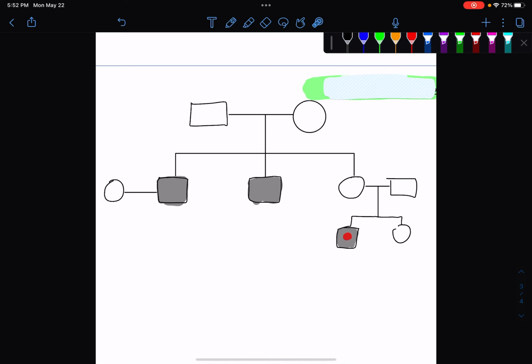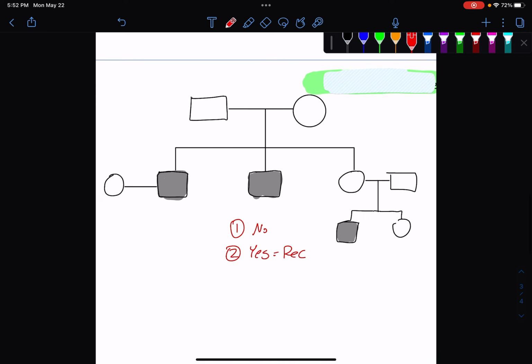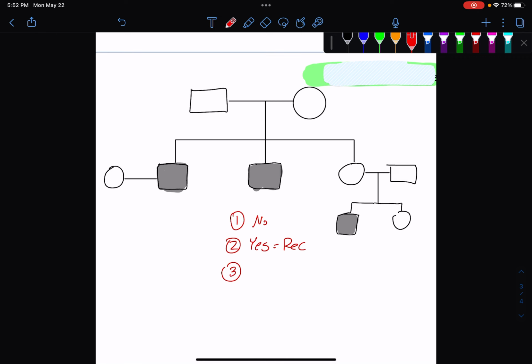So we have an affected individual. We look at his parents. Oh, his parents don't have the trait. That tells us, yes, it's got to be recessive. So one is going to be no for mitochondrial. Two has to be yes, and that means recessive. Okay, next, we're going to look for X-linked or autosomal.